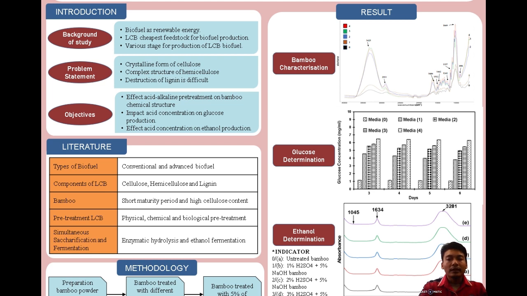Thus, the objectives of this study are, first, to observe the effect of dilute sulfuric acid and sodium hydroxide pretreatment on the chemical structure of the Bambusa Wray. Second, to investigate the impact of different concentrations of sulfuric acid during the pretreatment process of Bambusa Wray on the concentration of glucose produced throughout the simultaneous saccharification and fermentation process. Lastly, to study the effect of different concentrations of sulfuric acid on the availability and amount of bioethanol produced during the simultaneous saccharification and fermentation process.